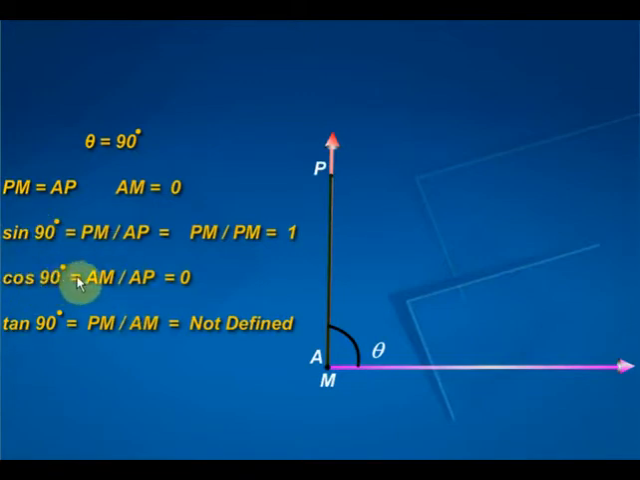Let's take cos of 90 degrees. Cos of 90 degrees would be equal to AM upon AP, but AM is equal to 0, and hence this would be equal to 0. And tan of 90 degrees would be equal to height upon base, which is PM by AM, but AM is equal to 0, therefore this quantity becomes undefined, and thus tan of 90 degrees is undefined. So for theta equal to 90 degrees, we get sine of 90 degrees equal to 1, cos of 90 degrees equal to 0, and tan of 90 degrees is not defined.